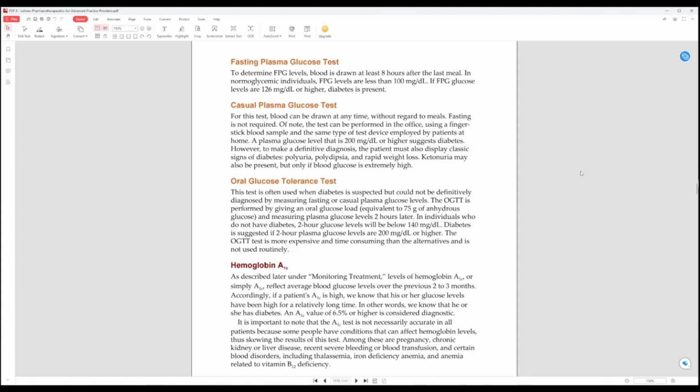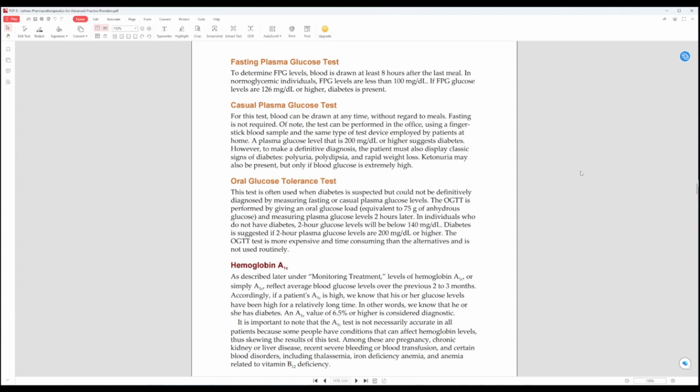Fasting isn't required, and of note, the test can be performed in office, using a fingerstick blood sample and the same type of test device employed by patients at home. A plasma glucose level that is 200 or higher suggests diabetes. However, to make a definitive diagnosis, the patient must also display classic signs of diabetes, so polyuria, polydipsia, and rapid weight loss. Ketonuria may also be present, but only if the blood glucose is extremely high.